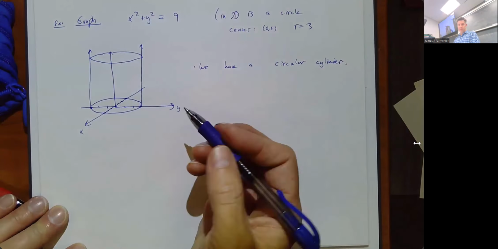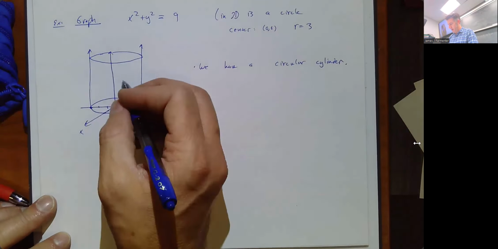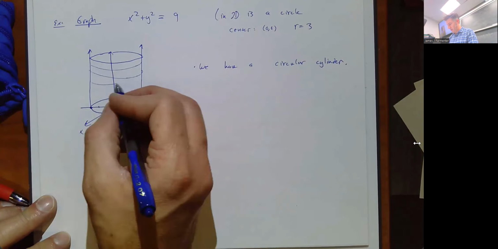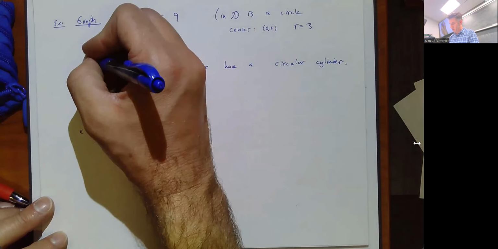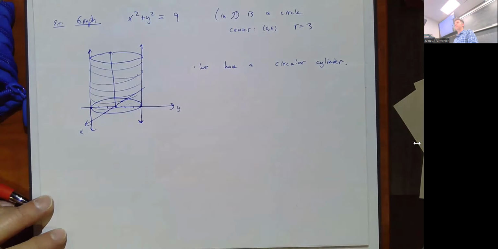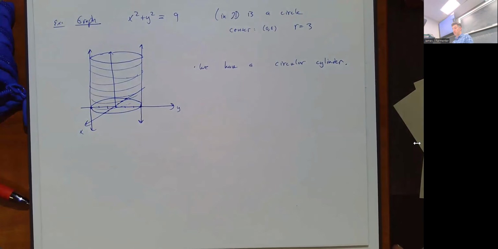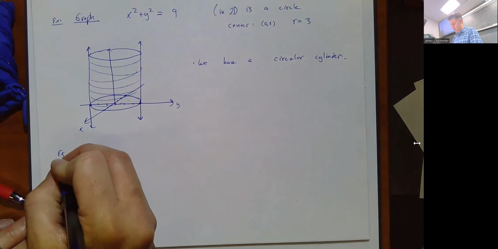So that's how we graph it. And again, my graphing skills, I don't really want to try to shade this in, but we've just got this. And really, I should point out, it extends both in the up direction and in the down direction. There's our circular cylinder.